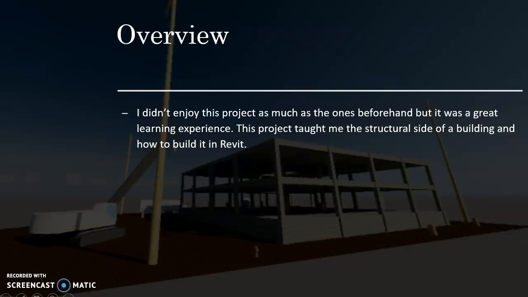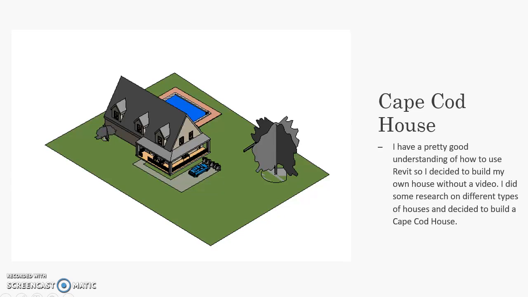I didn't enjoy this project as much as the ones beforehand, but it was a great learning experience on the structural side of a building. At this point, I had a pretty good understanding of how to use Revit, so I decided to build my own house without a video. I did some research on different types of houses and decided to build a Cape Cod house.